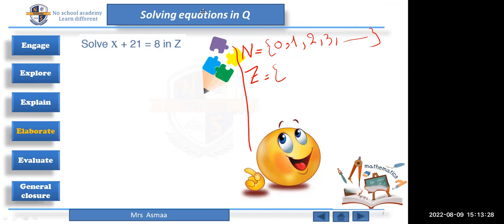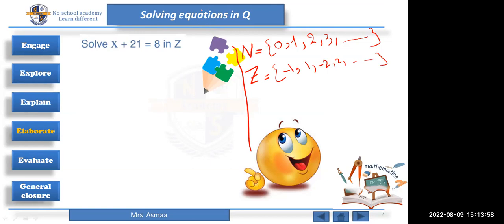Like -1 and 1. Yes. And -2. Does Z contain 0 or no? No. Okay, so -1 and 1, -2 and 2, and so on. Z doesn't contain the 0.